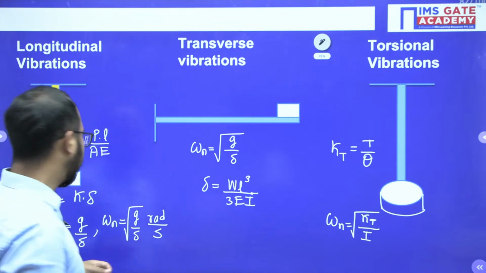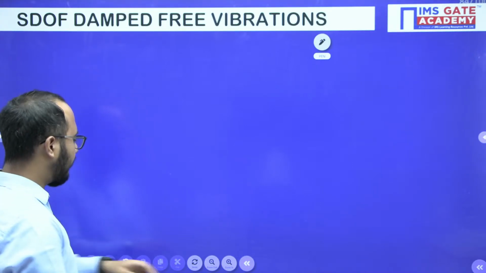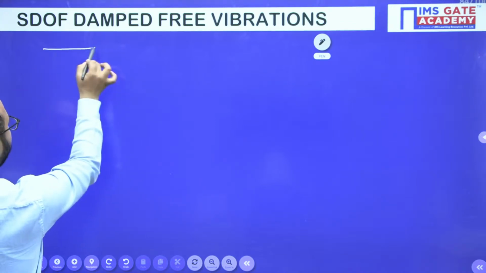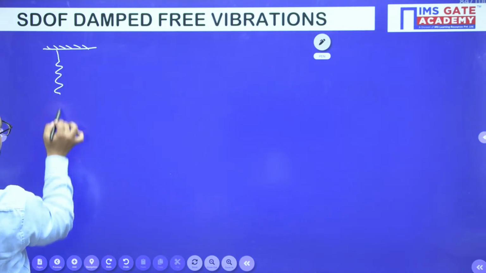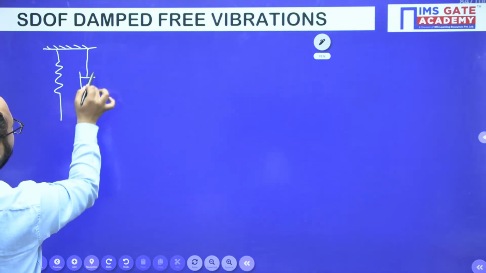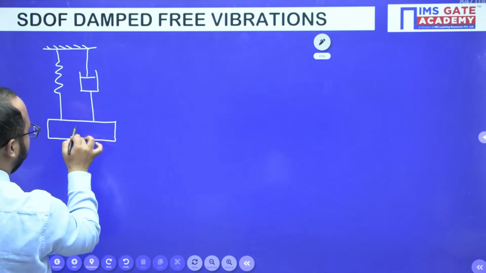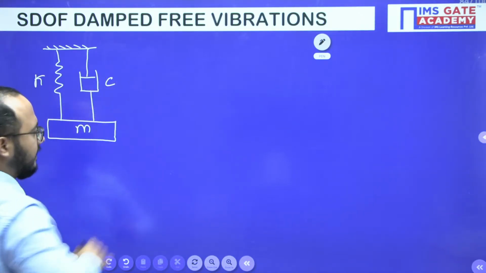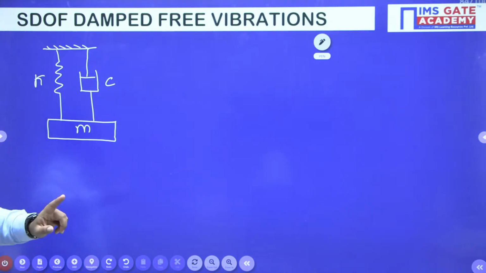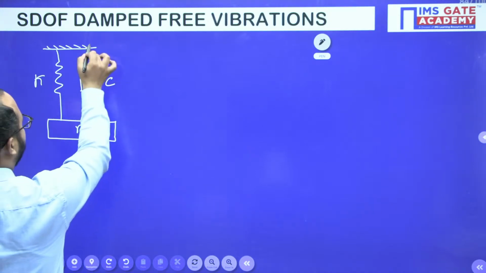We'll move forward and see the next case, that is the damped vibration. Damped free vibration case we'll discuss here. Now see, very important. Mostly you will see the numerical from these damped cases. This is a spring we are having, and this is the mass, let's suppose. Spring having stiffness K, damping coefficient C. Right?